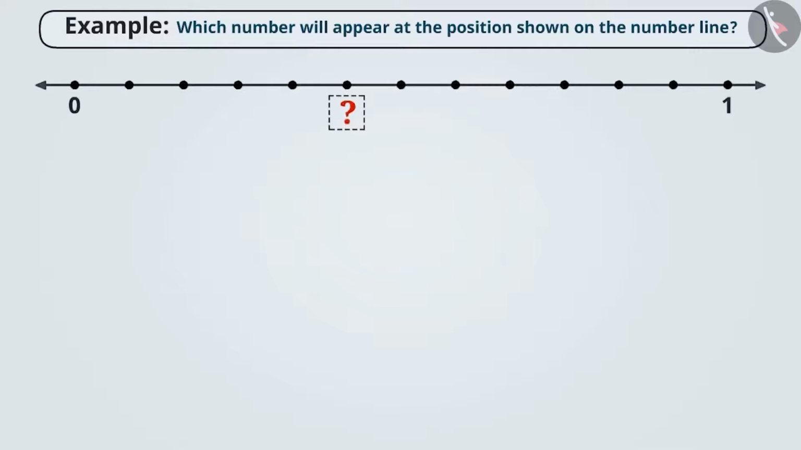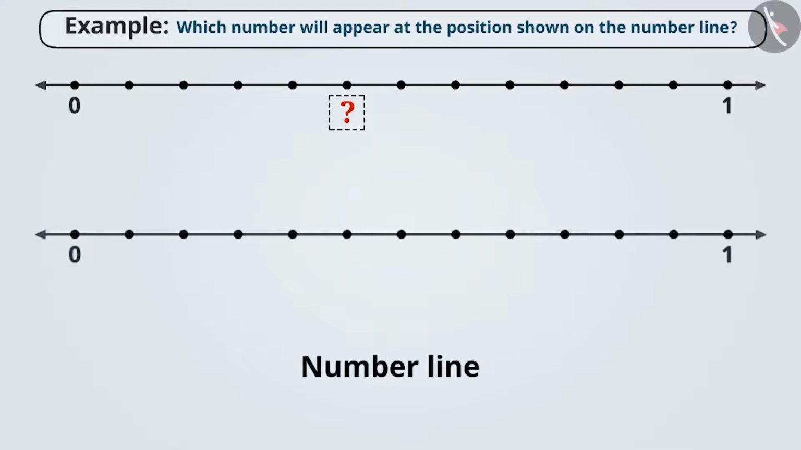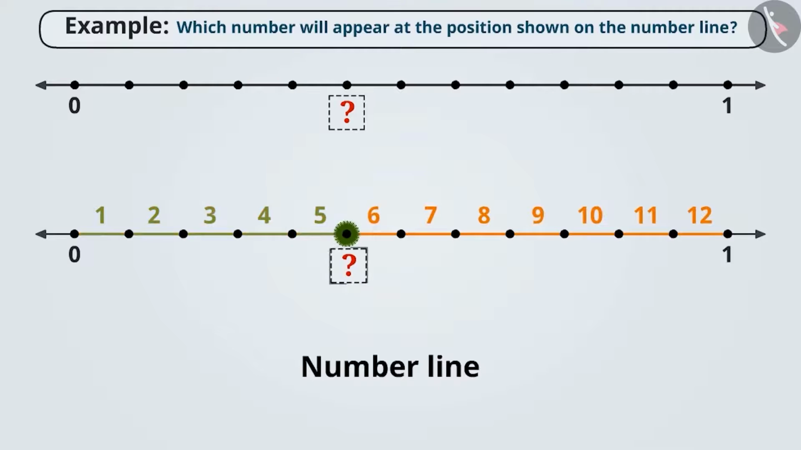Example 2. Which number will appear at the position shown on the number line? As you can see here, distance from 0 to 1 is divided into 12 equal parts. The number at the position which we want to know is present between two whole numbers 0 and 1. So this will be a fraction. Since this number represents 5 parts out of 12 equal parts, we can say that the fraction will be 5 by 12.